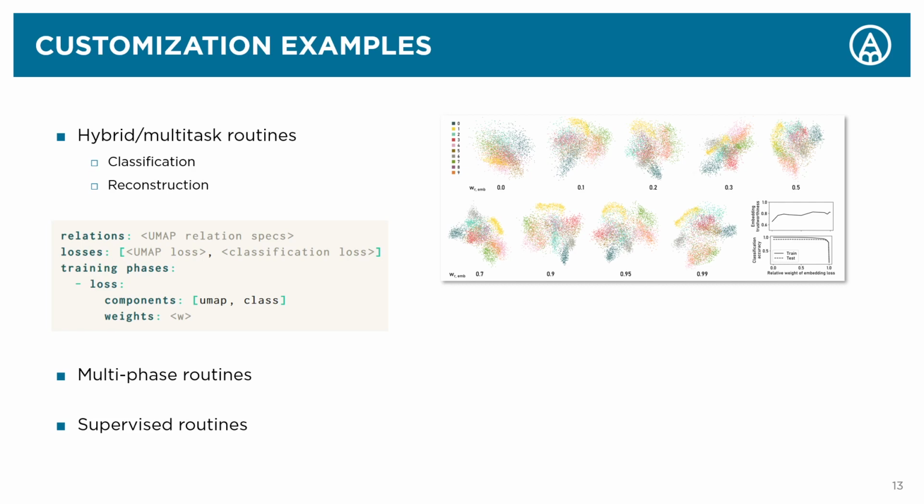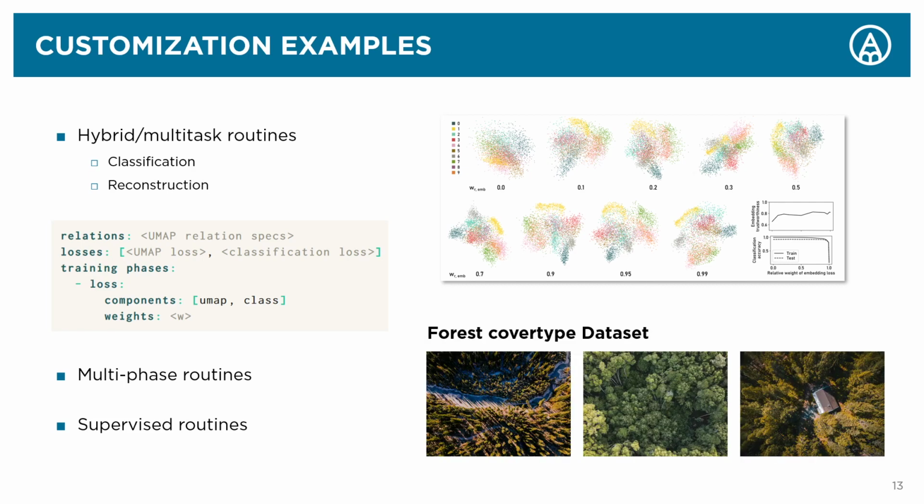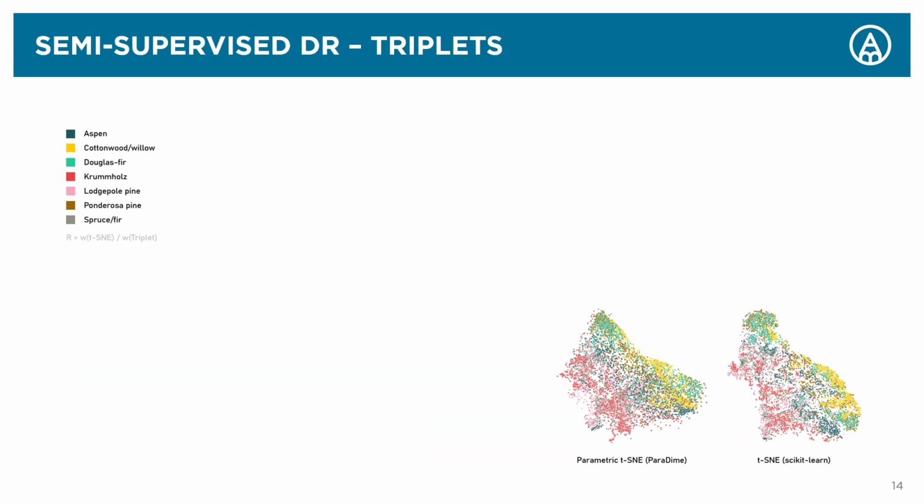In both cases, we used the forest cover type dataset. This dataset includes cartographic variables from patches of land that can be used to predict the type of tree that is most prevalent on each patch. And in both examples, we define a very simple loss and add it to a t-SNE loss with varying weights. Let's first look at the plain t-SNE embedding of the forest cover type dataset. You can see here that our parametric ParaDime embedding looks very similar to the traditional non-parametric one. In these scatter plots, the colors indicate the ground truth labels.